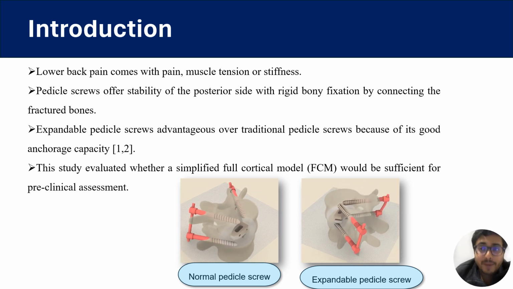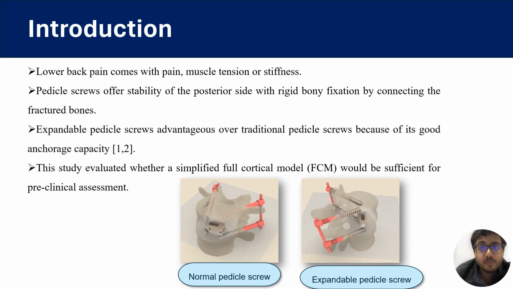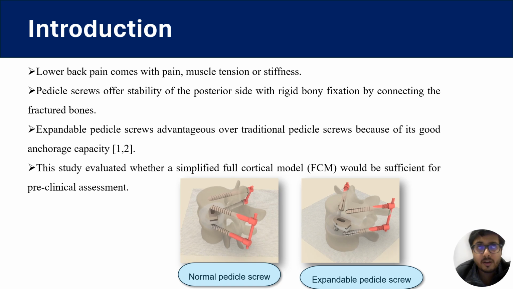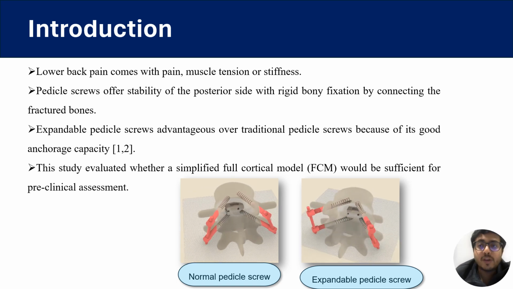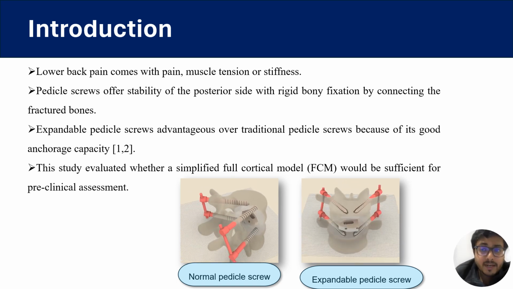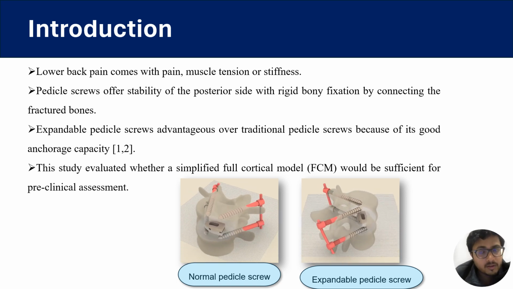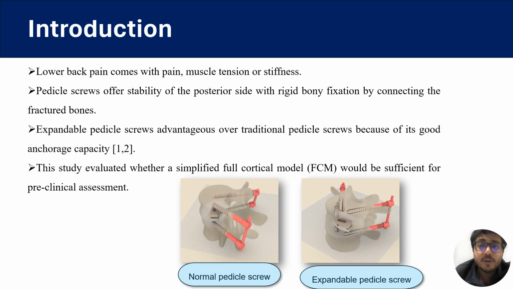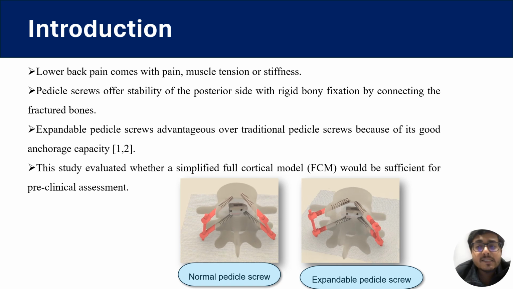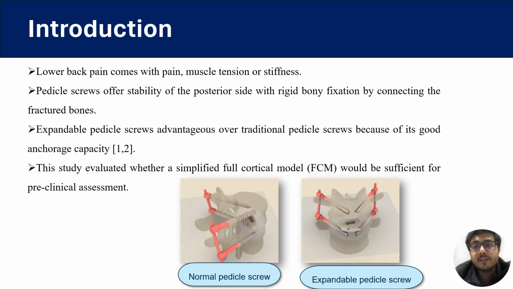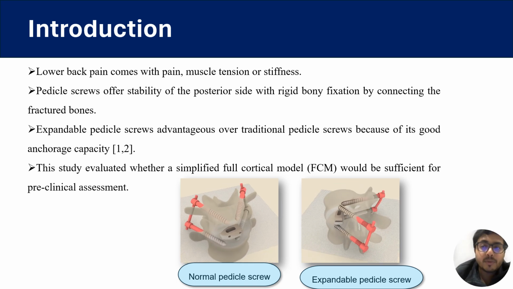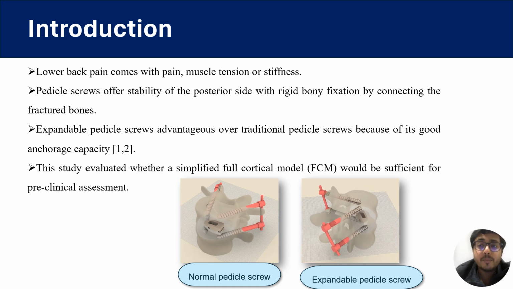Pedicle screws offer better stability by connecting the fractured bones. There are two types of pedicle screws that you can observe here. The screw implanted in the spine in the first video is a normal traditional pedicle screw, whereas that in the second video is an expandable one. Earlier studies reported that expandable pedicle screws are advantageous over normal pedicle screws because of their good anchorage capacity.